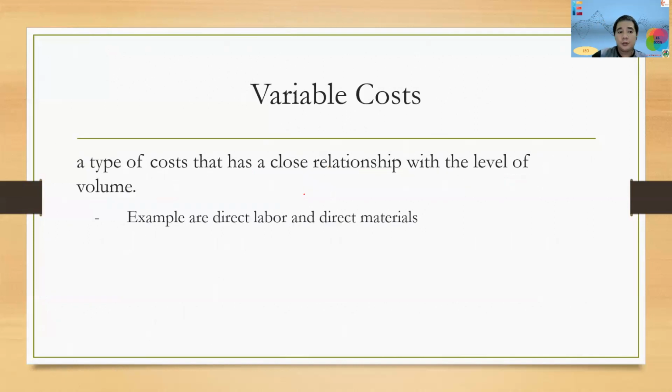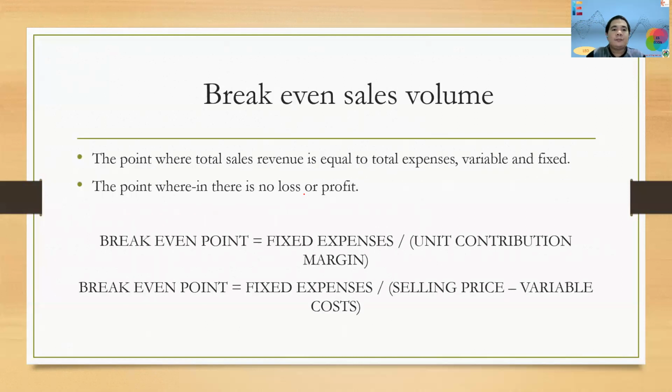Then variable cost. It is a type of cost that has a close relationship with the level of volume. Examples are direct labor and direct materials. So example sa cellphone is the metal. Magkadako imong i-produce na volume sa cellphones, magkadako sa ginukonsumo nga metal. So that is what we call as variable cost. And as your volume increases, your variable cost increases because it is a volume dependent na cost.